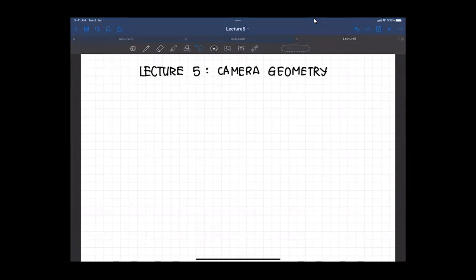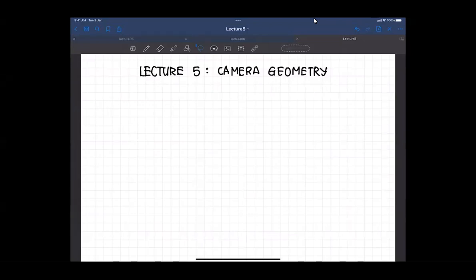All right, so let's start our class today. Today is a totally new topic, very different from the previous discussion. In the previous discussion, we learned object detection and also features and the application of image features in the form of image stitching. So we have learned two topics so far, and today is a totally new topic, which is on camera geometry.